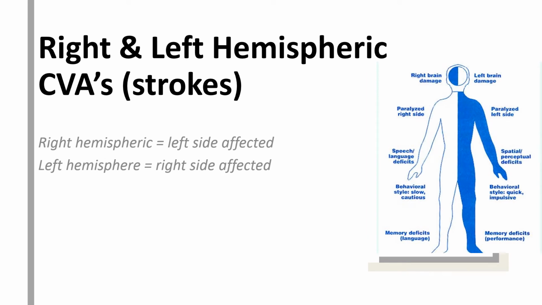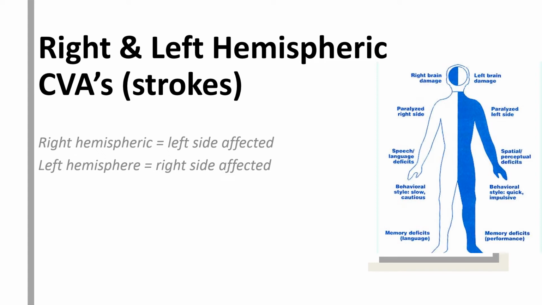Right and left hemispheric CVAs. This diagram shows when there is a right hemispheric stroke, the left side is affected. And when there is a left hemispheric stroke, the right side is affected. So in right hemispheric stroke, the left side can have paralysis or weakness. The left visual field is affected. There can be a deficit there. Spatial perceptual deficits occur. The patient has distractibility. They have impulsive behavior and poor judgment. And they have a lack of deficit awareness, meaning that they don't realize that they have a deficit.